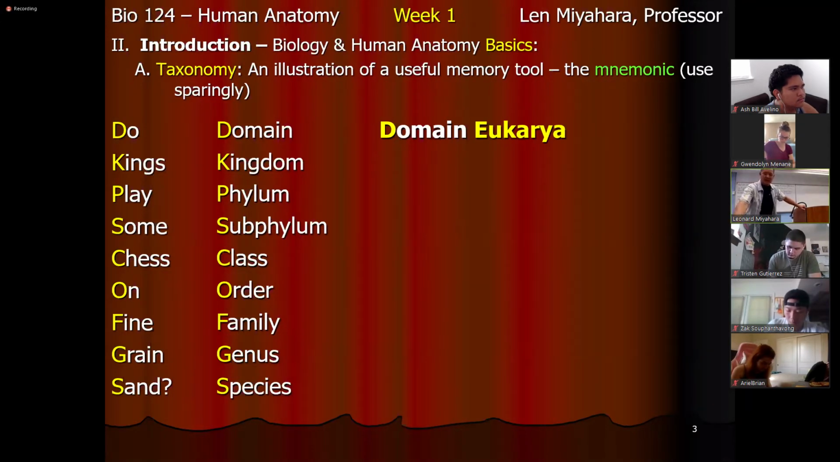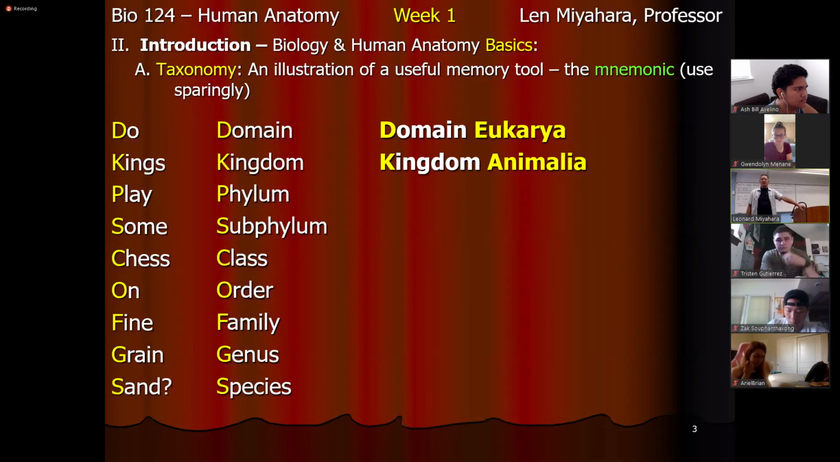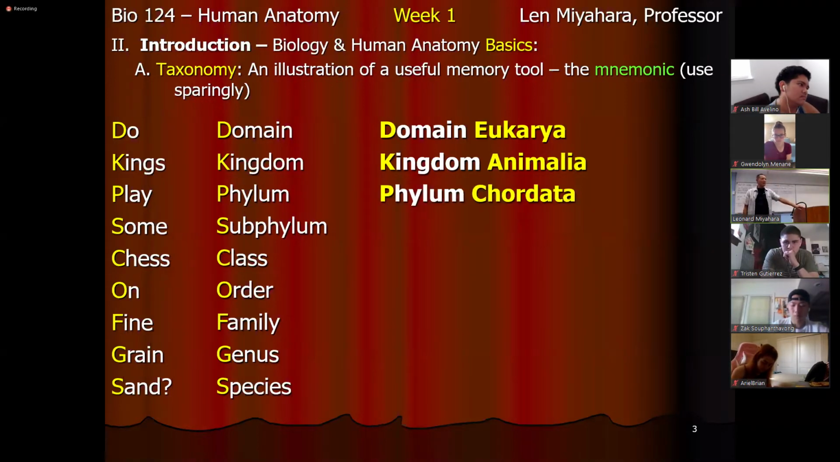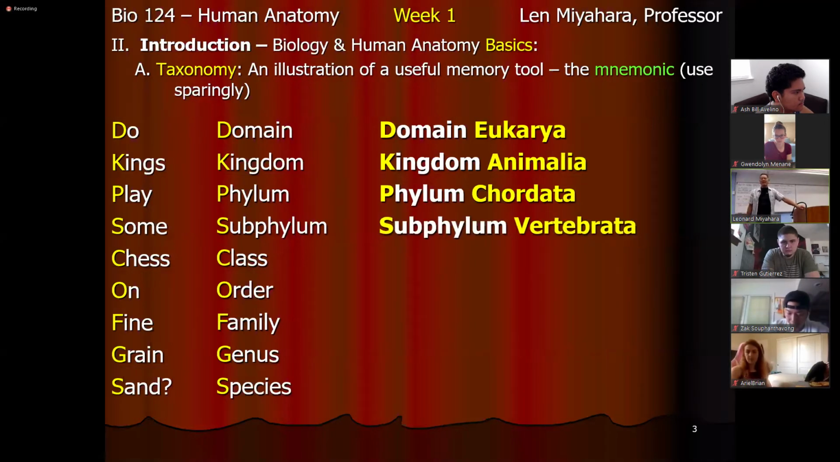This domain basically means our cells have a true nucleus. We don't make our own food like plants. We actually have to go out, move around to eat our own food. That's animals. Our embryos develop around this thing called a notochord, so we belong to the phylum Chordata, and the vast majority of chordates have a backbone. Not all, but the vast majority have a backbone that develops right next to the notochord. So we're vertebrates with a backbone.